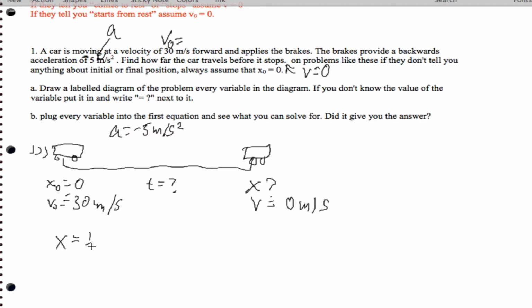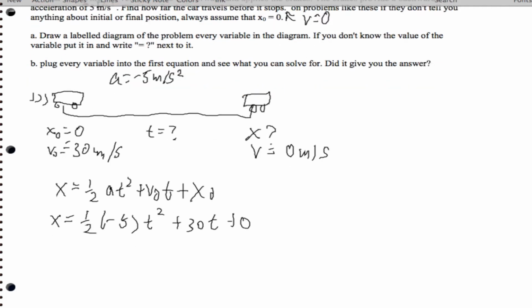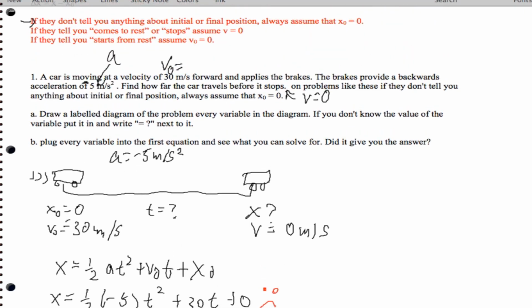x equals 1/2 at squared plus v naught t plus x naught. And I don't know x. 1/2 times negative 5 times t squared plus 30 times t plus 0. So this equation, unfortunately, has two unknowns. I have t as an unknown and I have x as an unknown, so I can't do anything with it. So let me try to see if I can maybe get the time from another equation and see if that gets me anything.